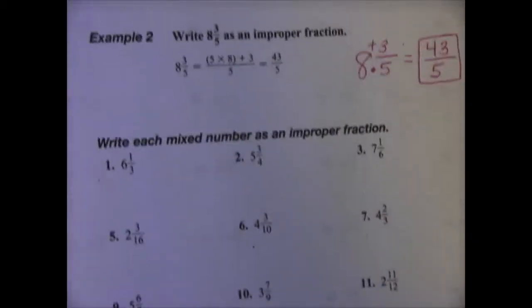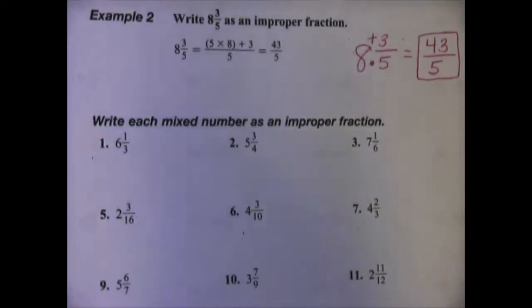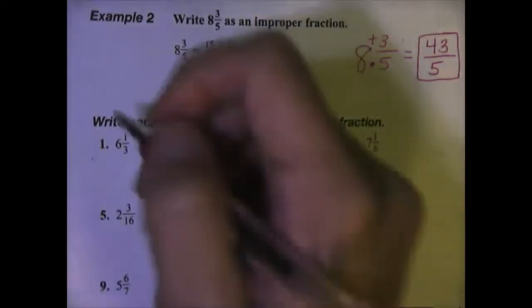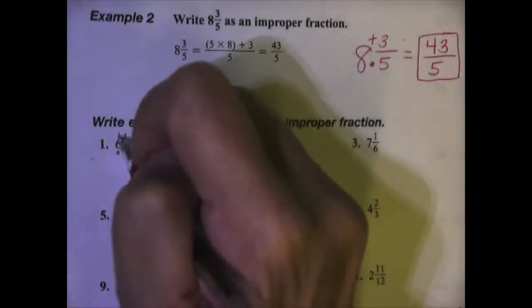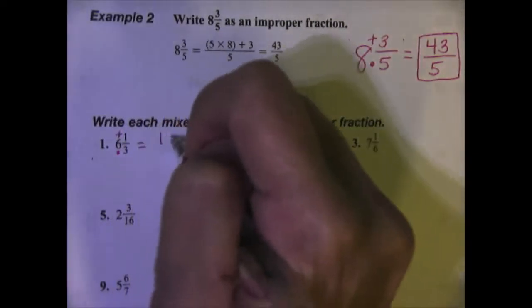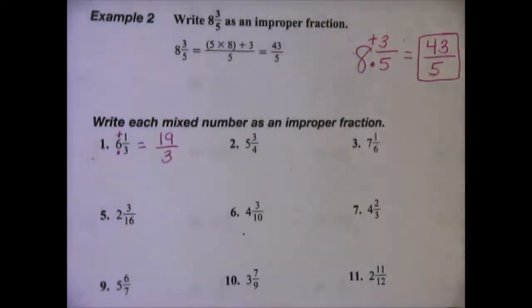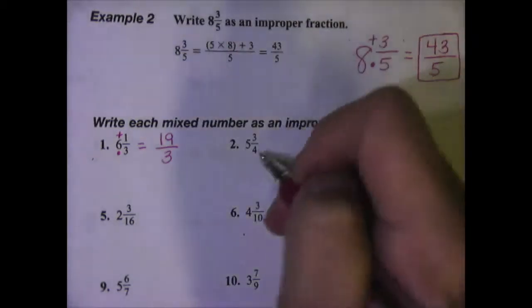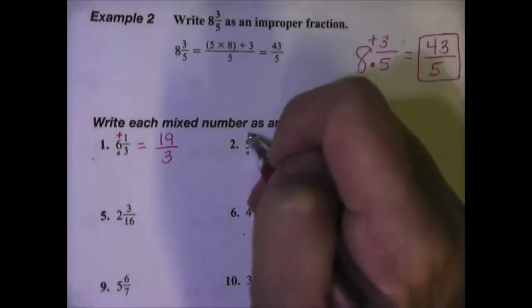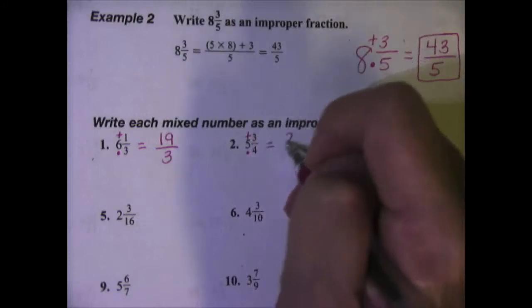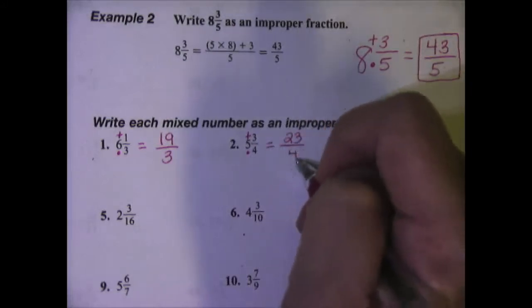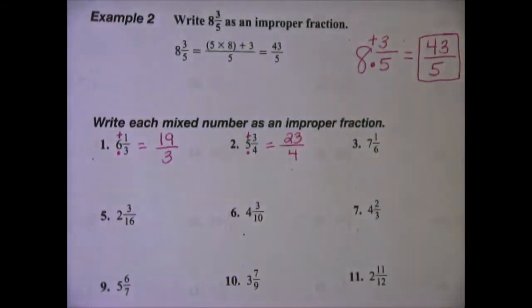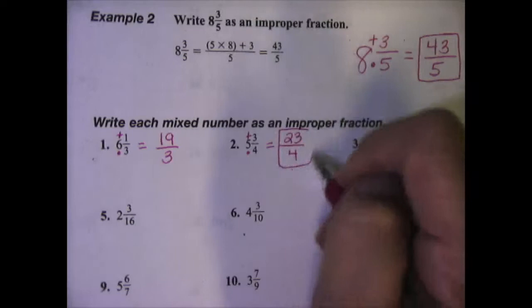Let's look down at the bottom at the examples 1 through 12, and we'll work these together. 6 1/3, we take 3 times 6 is 18, plus 1 is 19, and we get 19 over 3. It is in simplest form. Both those numbers are prime, so we cannot reduce it any further. Number 2, 4 times 5 is 20, plus 3 is 23. So 23 over 4. They do not have any factors in common, so we cannot reduce them any further, so 23 over 4 is in simplest form.